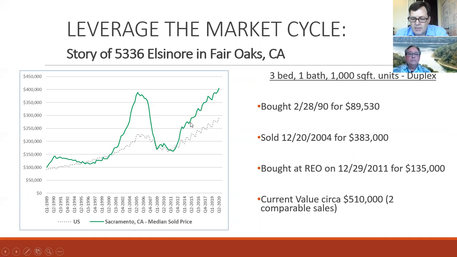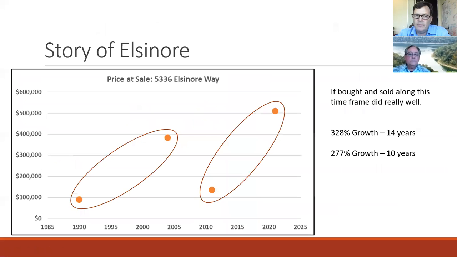Now, this is using an example of a property, 5336 Elsinore in Fair Oaks, California. It's a duplex. It's one I'm intimately familiar with because I had family who bought and sold this property. So they purchased it in 1990 and it sold in 2004. It sold again as a bank-owned property in 2011, and I'm assuming here in 2021 that the property, if it were to sell again right now, what would its worth be?